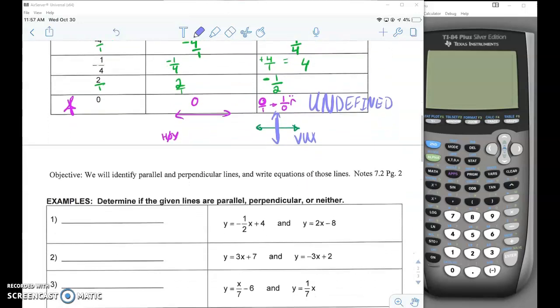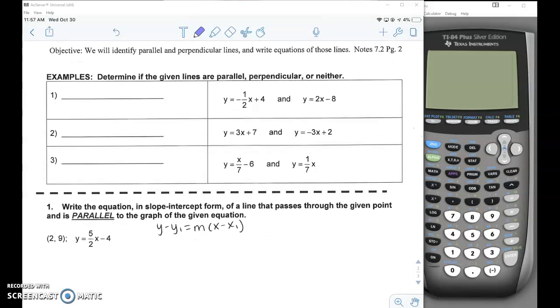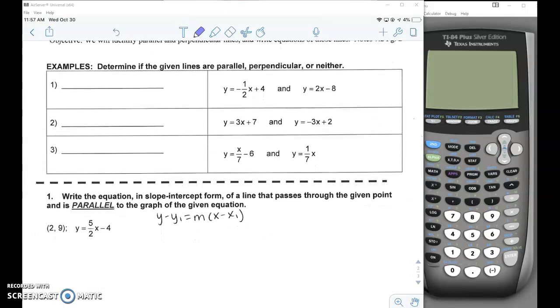Let's work a few problems. Determine if the given lines are parallel, perpendicular, or neither. So remember, parallel means same slope. Perpendicular means flopped. And neither could be, they're not exactly opposite and they're not the same. So they are just lines that cross.